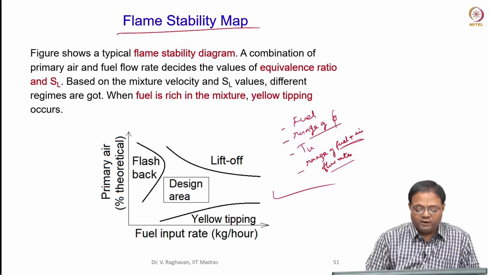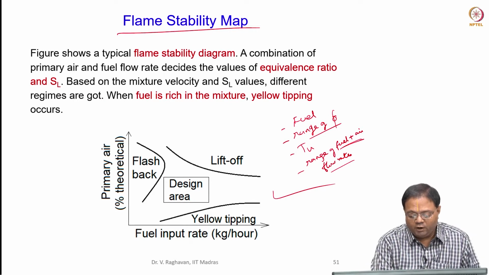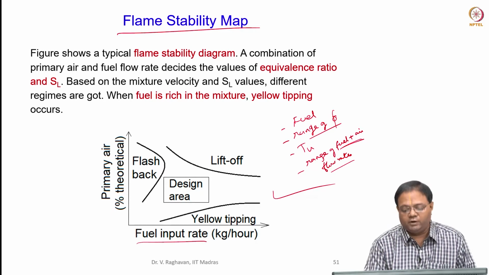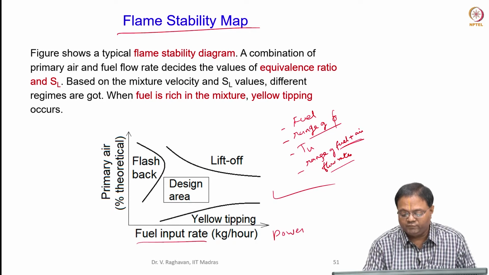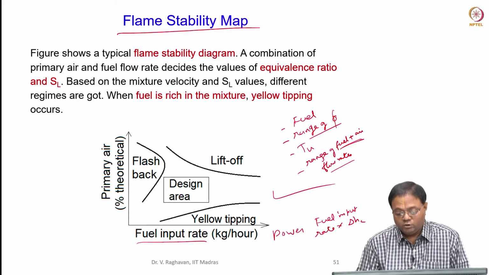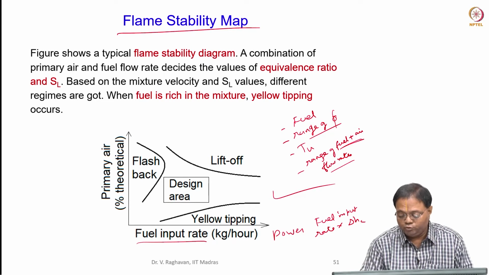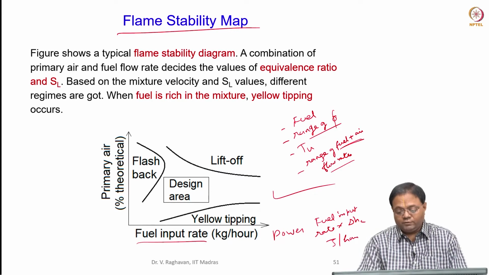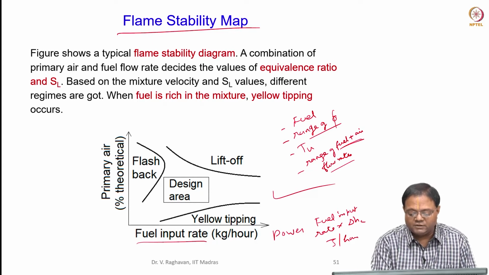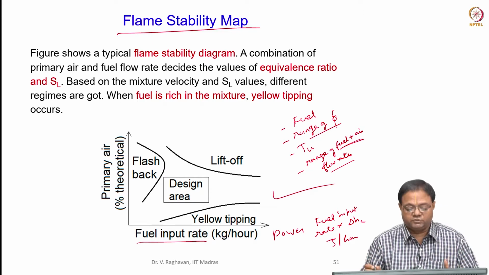What we try to do here is, the fuel input rate is given. We can also put fuel input rate or power rating here, power, which is nothing but fuel input rate times delta Hc or calorific value. Then you get, say, joules per hour. So that is what we can plot here. So this is a range of operation we should decide on first.